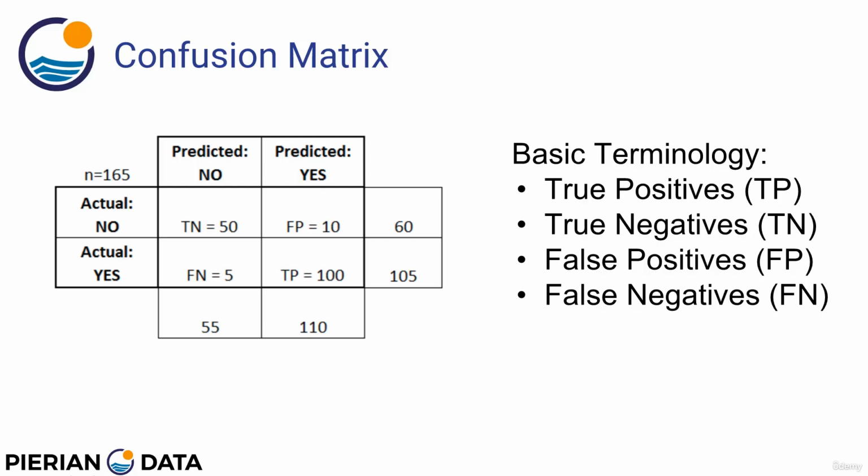Then we have false positives and false negatives. False positives are where we predicted yes, that they have the disease, but in reality, they don't actually have the disease. This is also known as a type 1 error. Then we have false negatives, where we predicted no, they do not have the disease, but in reality, they actually did have the disease. That's known as a type 2 error.